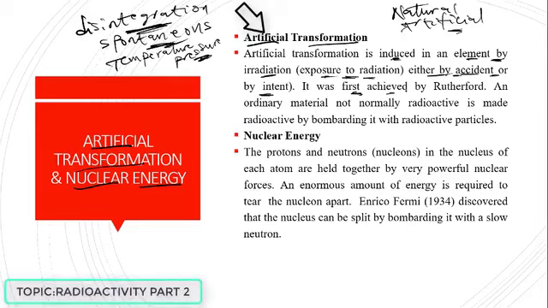The first person to achieve this was Rutherford. Now, from his experiment, we came to understand that an ordinary material that is not normally radioactive is made radioactive when we bombard it with radioactive particles. So when an ordinary material that ordinarily is not radioactive is brought into contact or is introduced to radioactivity, either intentionally or by accident, then that particle can be made to become radioactive.